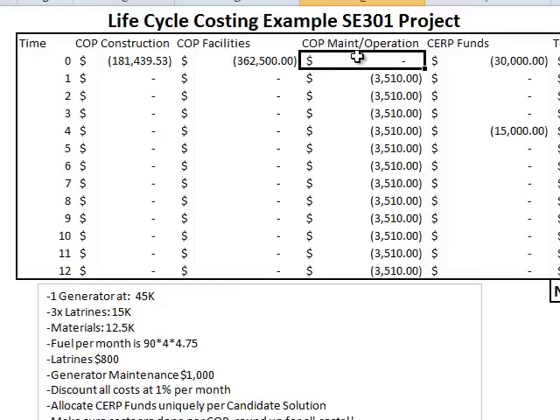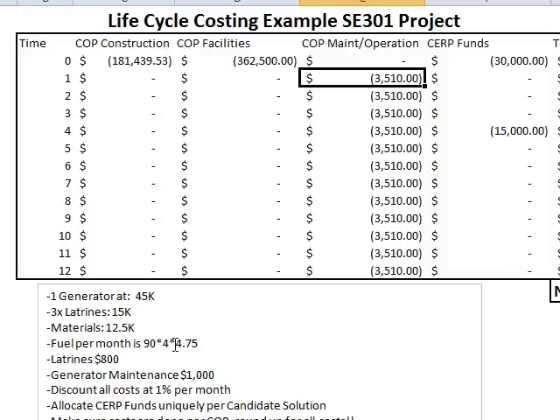Then we have our recurring cost, our monthly cost. And you can remember from class, if we have costs that are incurred between times 0 and 1, we carry them forward to the next time period. So we carry them forward to time 1. So where does this $3,510 come from? Well, it comes from down here.